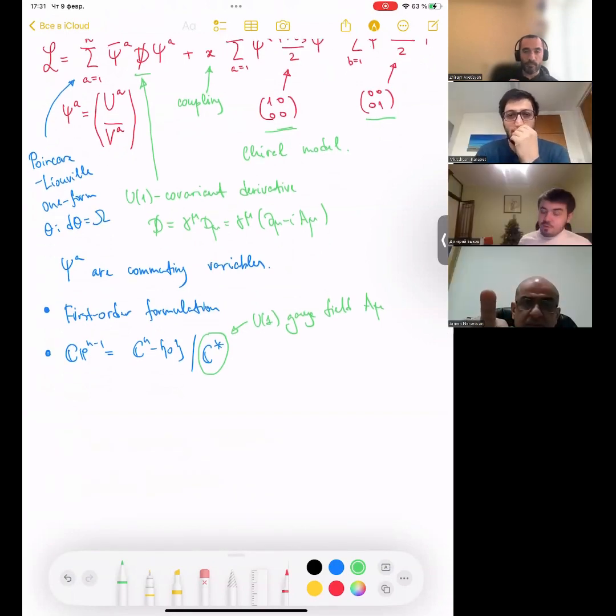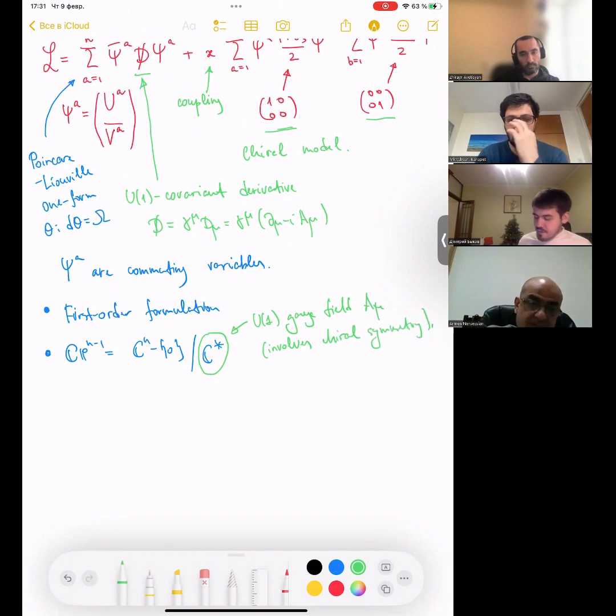I will explain that it involves chiral symmetry. So this involves chiral symmetry, so gauging chiral symmetry. This is also what is called, in the context of sigma models, GLSM, so gauged linear sigma models.